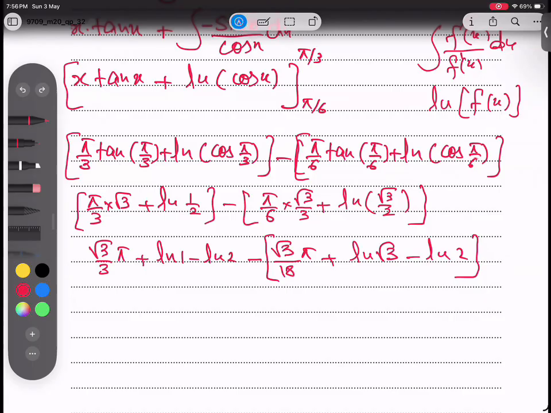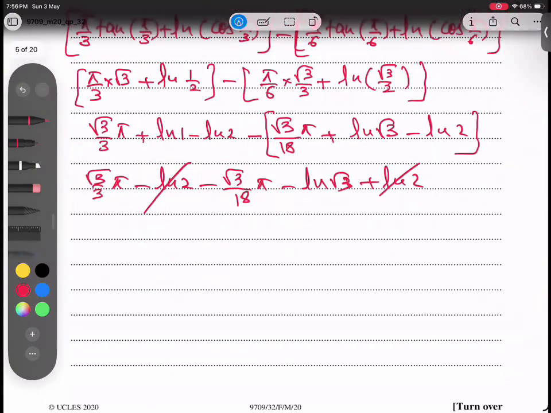So let me check. Finally, correct. Okay, ln 1 is 0. So I got root 3 over 3 pi, and this is 0, ln 2 left here. Negative root 3 over 18 pi as it is. Negative log of root 3, and negative positive log of 2, and log of 2 cancels out. This is clear.